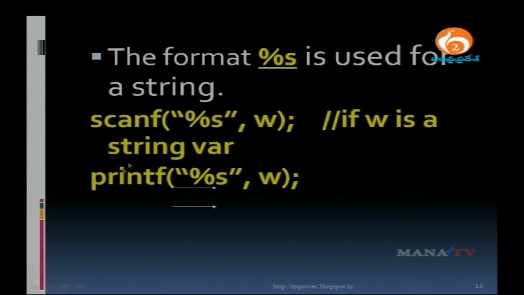So now you understood that in the scanf function for strings we don't use the ampersand and we don't use the subscripts. We don't use the ampersand to read a value from the keyboard. Instead of scanf we can use gets also. Here also instead of printf we can use puts also.